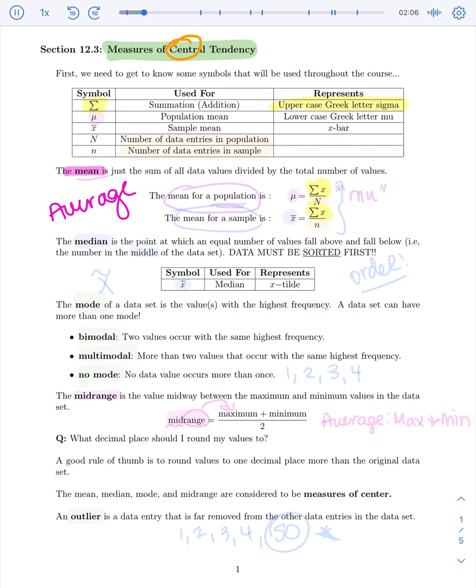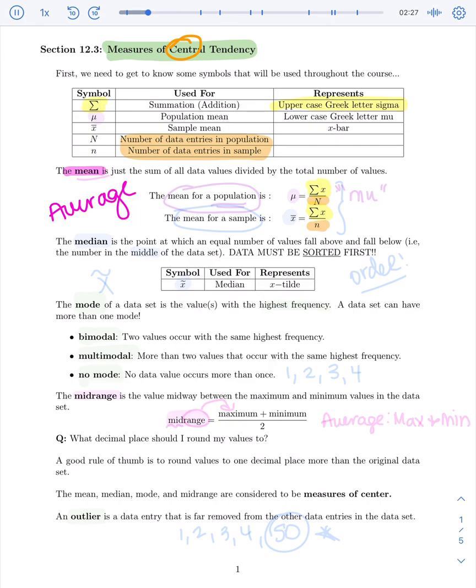The N on the bottom of our formula means to do what we already do, which is to divide by however many things we have. Whether it's a sample or a population, it doesn't matter. You're always going to divide by however many things you have. That's how you find averages.